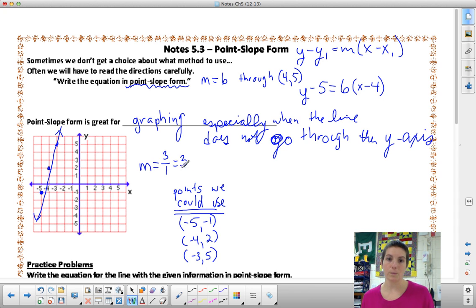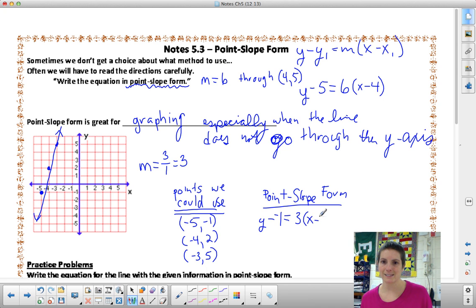We have to use the same slope because all of those points are on this line that has a slope of 3. But my point-slope form has 3 different versions for these 3 different points. Using that first point, we would have y minus -1 equals 3 times x minus -5. And we know that minus negatives become plus positives. So on a test, I would expect you to write y plus 1 equals 3 times x plus 5.